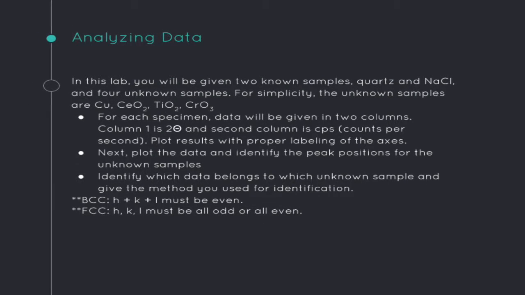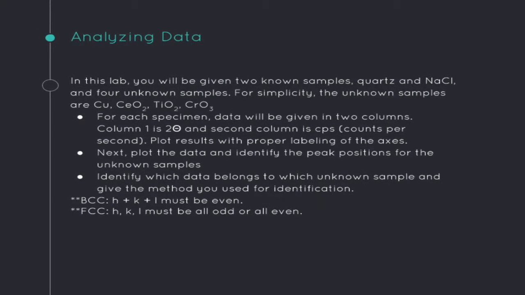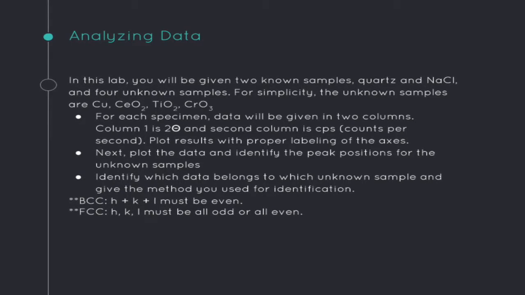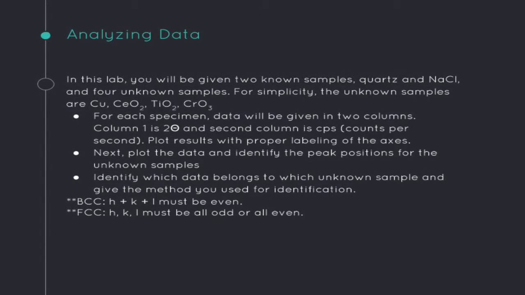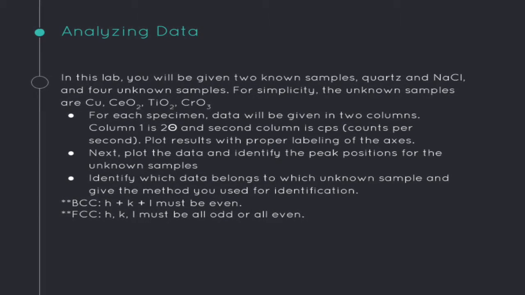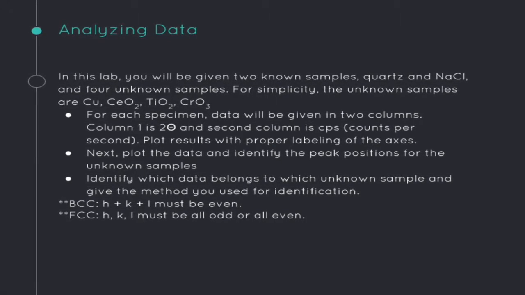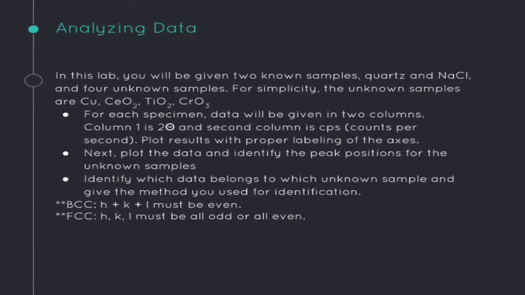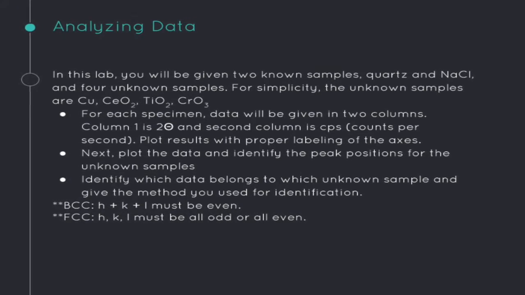After the experimental part is over, you still need to analyze all of your data. For this lab, you were given 2 known samples and 4 unknowns. To simplify this lab, we were told what the 4 unknown samples were: Cu, CeO2, TiO2, and CrO3 to go along with the 2 known samples, quartz and NaCl.